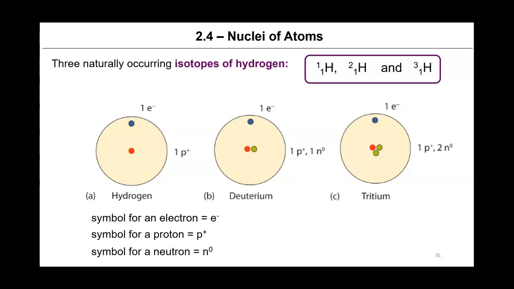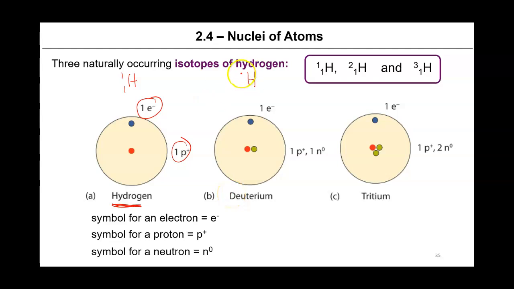So, looking at these a little bit closer, hydrogen 1,1 has 1 proton and 1 electron, and it has no neutrons in its nucleus. The mass number and the atomic number are the same. We tend to call this just regular old hydrogen.